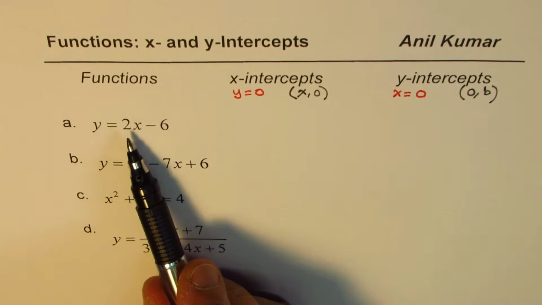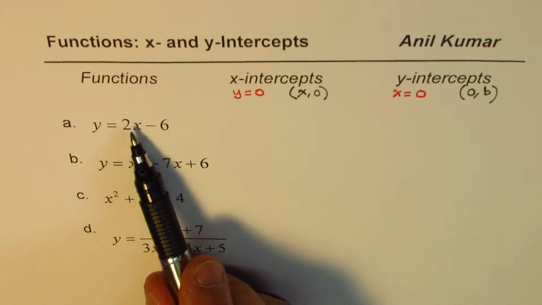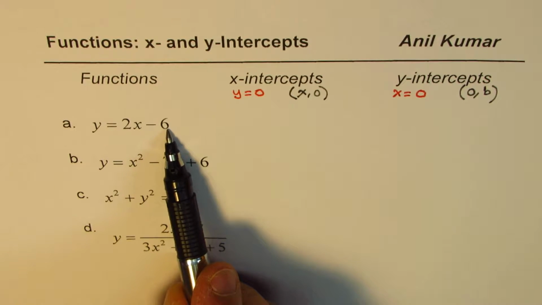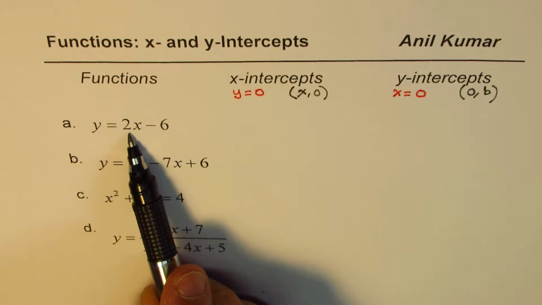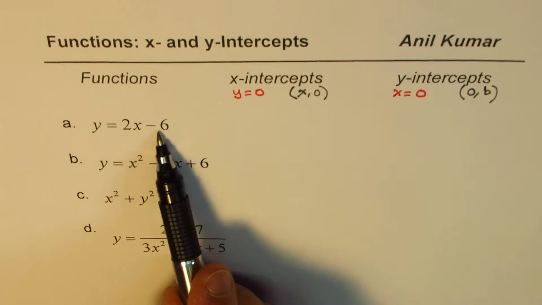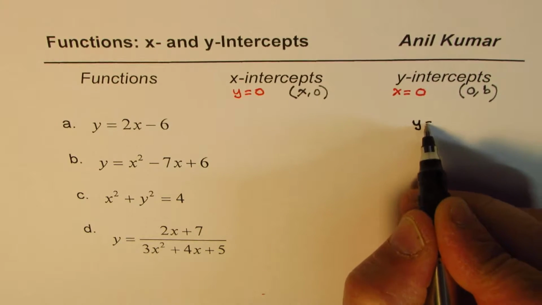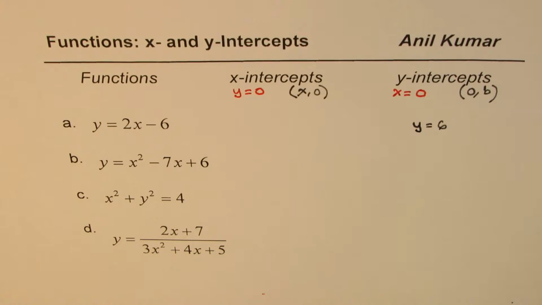If you are given the equation of a line which is y equals 2x minus 6, x equals 0 gives you a y-intercept of minus 6. This is called slope and intercept form, so you can just read it, correct? So from this equation you get y equals minus 6 as your y-intercept.